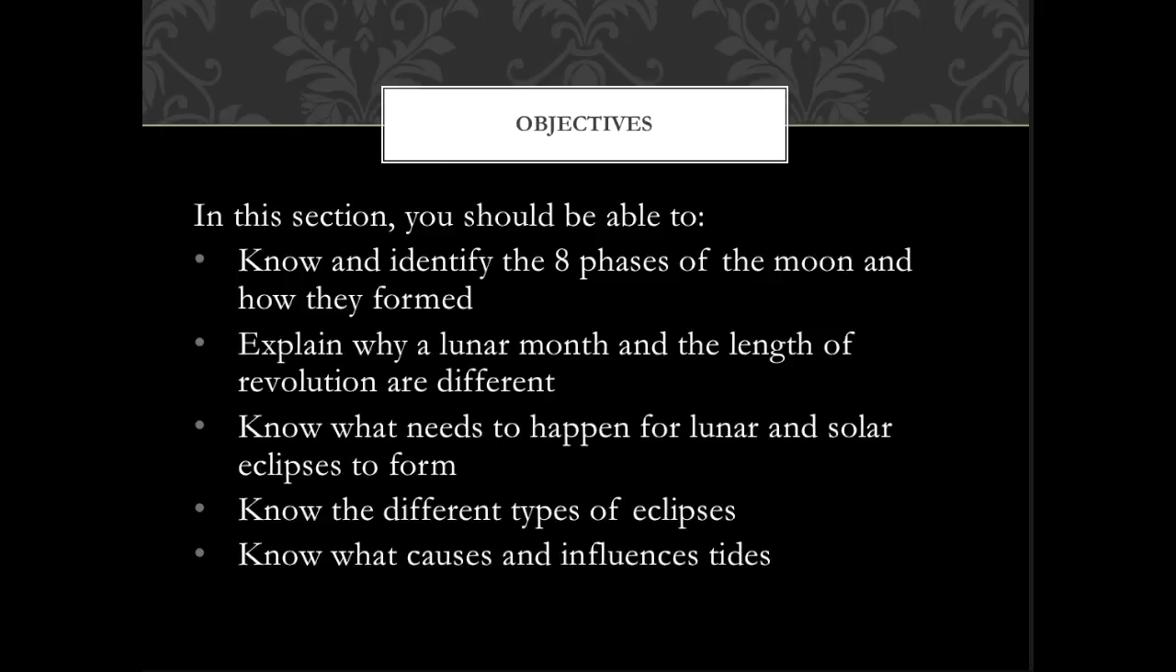Pulling this all together, you should be able to now know and identify the 8 phases of the moon and understand how they're formed. You should be able to explain why a lunar month and the length of revolution are different. You should know what needs to happen for a lunar and solar eclipse to form. You should know the different types of eclipses, and you should now know what causes and influences tides.